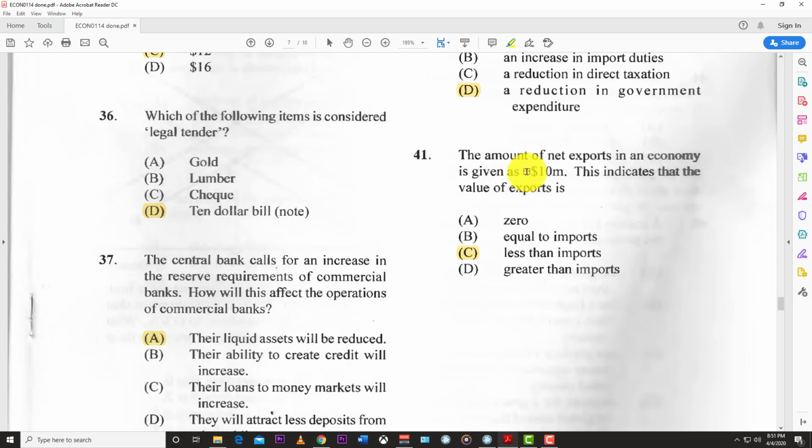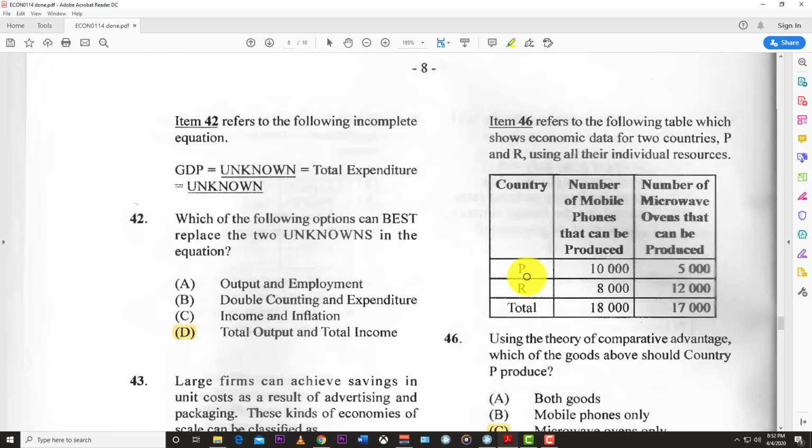41. The amount of net exports in a country is given as negative 10 million. This indicates that the value of exports is less than imports. That's why it's negative. When you're calculating this, you have to put exports minus imports. You put exports first, take out the imports. So if exports is less than imports, then you get a negative number.